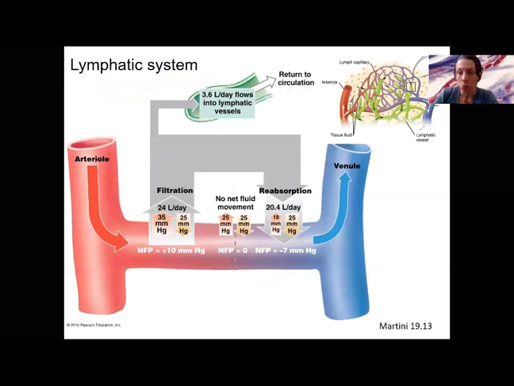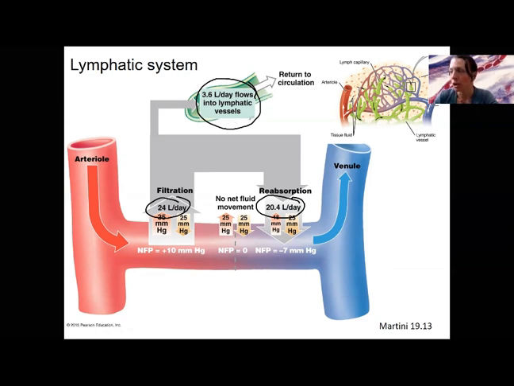So what is happening here is you've got filtration and reabsorption. In reality, slightly more fluid is lost, 24 liters a day, than is reabsorbed. So in the example before, if you didn't have enough serum albumin, this number would be even lower, and that would be a problem. What happens to this extra fluid? It goes to the lymphatic system to return to circulation.